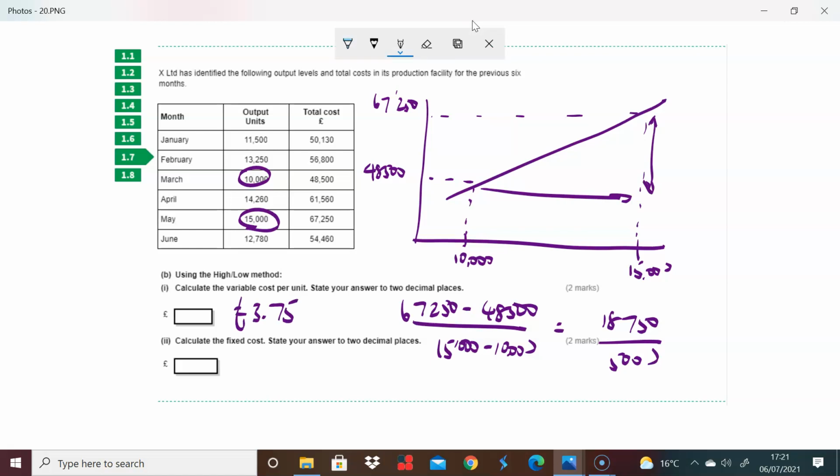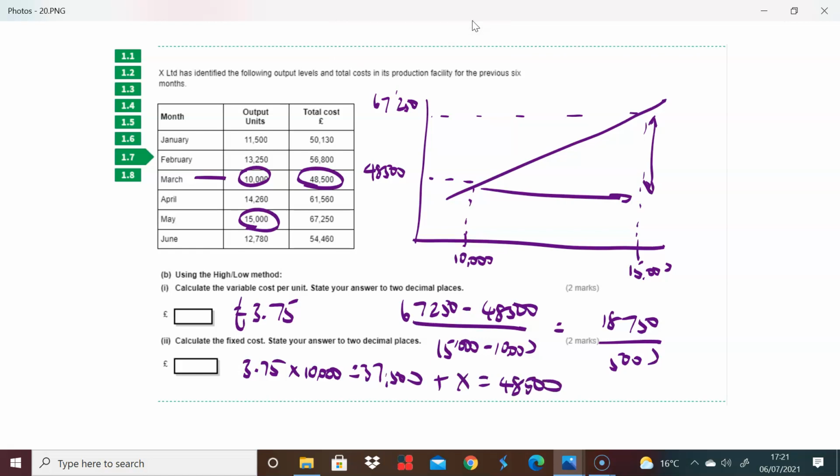And all I have to do is plug that into one of these. So I'm just going to go with March. For example, with March, £3.75 times 10,000 is 37,500. So 37,500 is the variable cost for March, and the total cost is 48,500. That means the fixed cost must be the difference. The question is, what is that fixed cost? 48,500 minus 37,500, and you have fixed costs of 11,000.